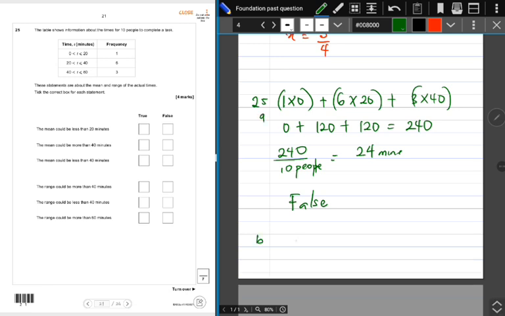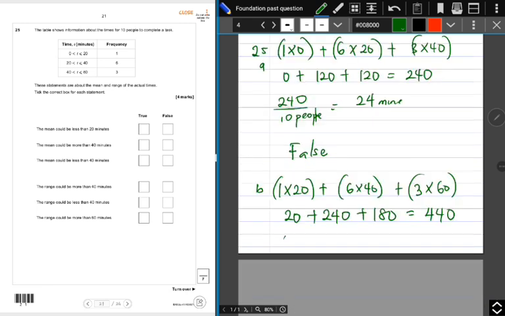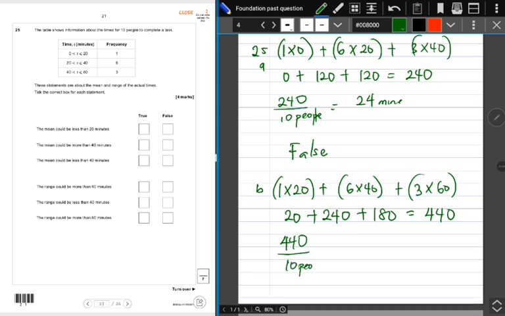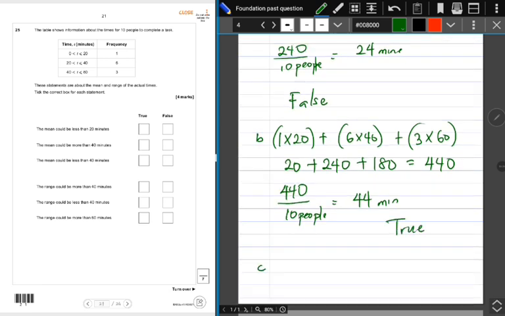Now for the B, he said the mean could be more than 40 minutes. So let's do it for the second one, which is going to be 1 times 20 plus 6 times 40 plus 3 times 60. So this is going to be 20 plus 6 times 40 is going to give us 240, plus 180. This is going to be 440. So let's do 440 divided by 10 people equals 44 minutes. So this is what is true. It said the mean could be more than 40 minutes. This is true.